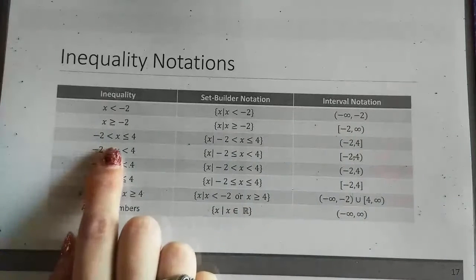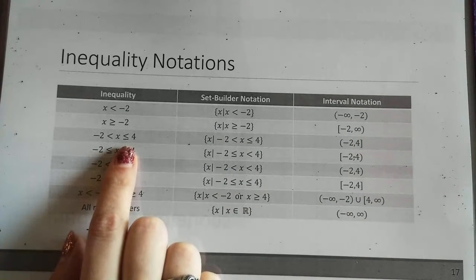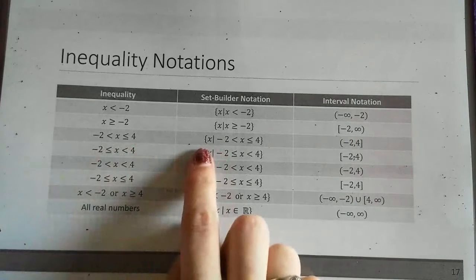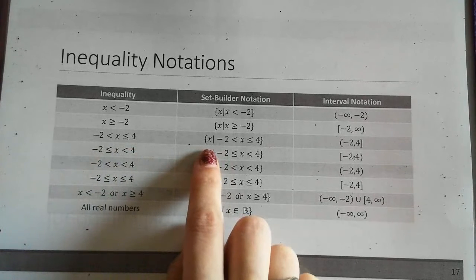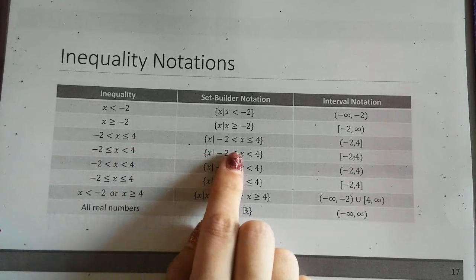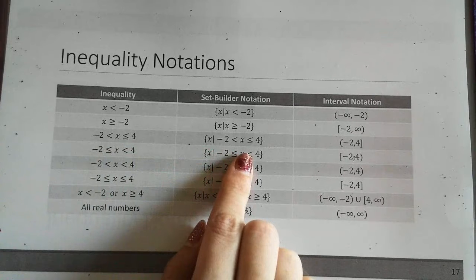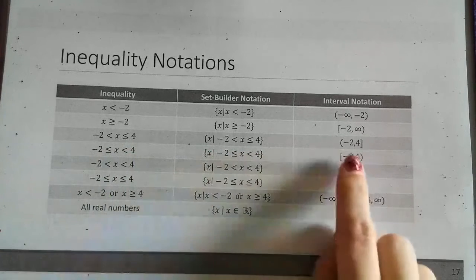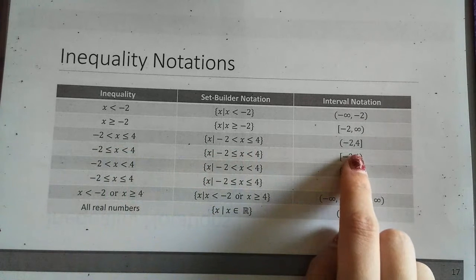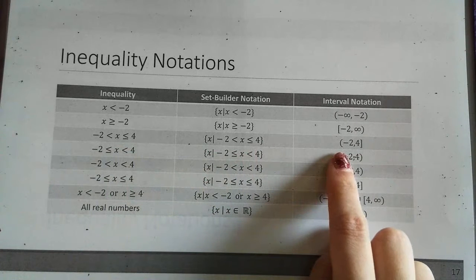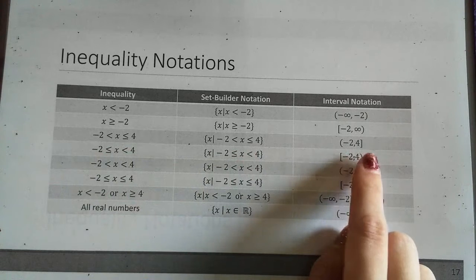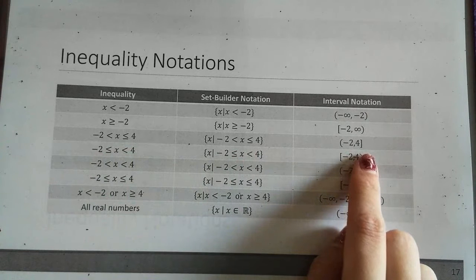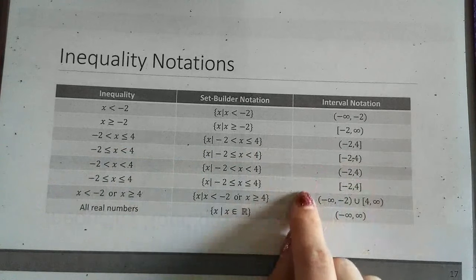Next up, we're looking at -2 is less than x, which is less than or equal to 4. Set builder notation, just as before, we have the set of x such that -2 is less than x, which is less than or equal to 4. This time, x is between -2 and +4, so that's what our interval notation shows. We cannot be equal to -2, so it gets parentheses, but we can be equal to 4, so we get the square brackets. The next few examples show the different ways we can be equal and can't be equal to points.